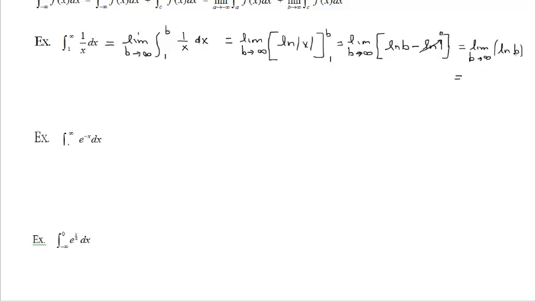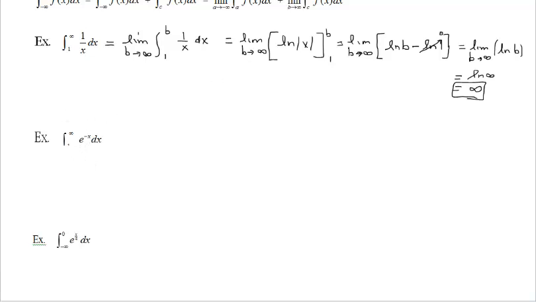All right, so if you substitute in infinity for b, what is the natural log of infinity? Well, think about the natural log graph. As x goes to infinity, the y values are increasing, not very much, but it's slow growth, but it is still going to infinity. Okay, so that confirms what we found through the graphical approach. So that's the answer for this improper integral.